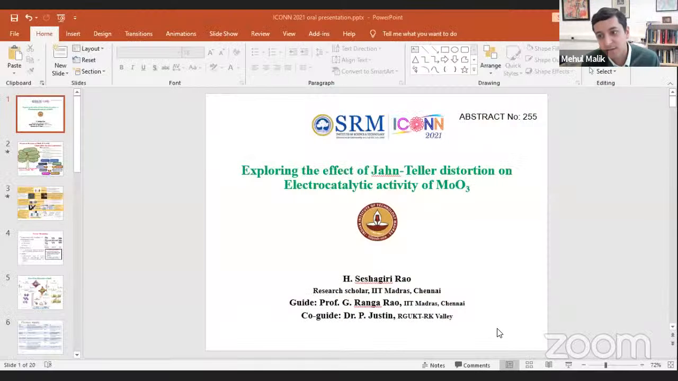So Seshagiri Rao will be speaking about exploring the effect of Jahn-Teller distortion on electrocatalytic activity of MoO3. I think that's molybdenum. You're testing my knowledge of chemicals today. And Mr. Rao is from the Department of Chemistry in IIT Madras. So please go ahead, Mr. Rao.